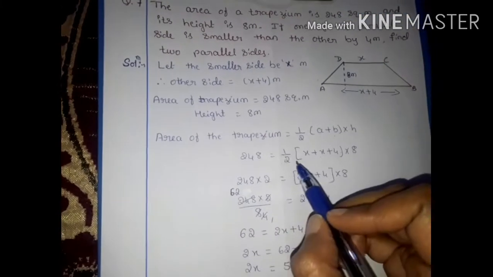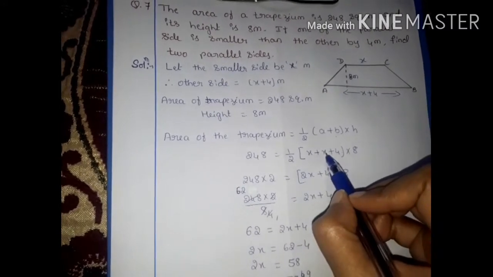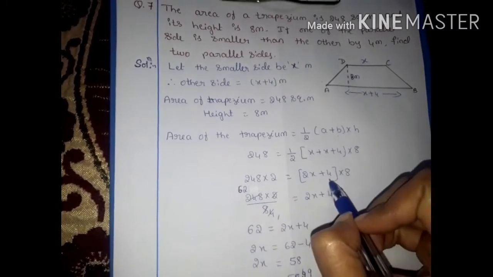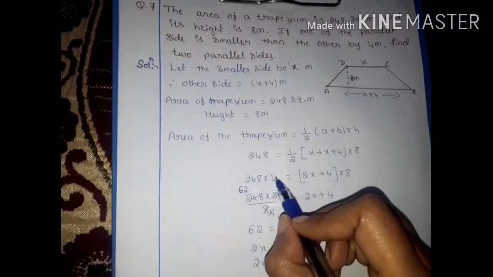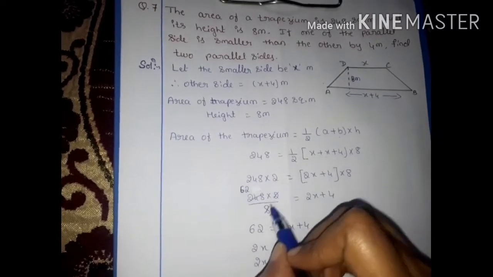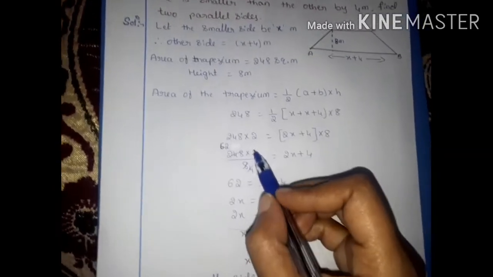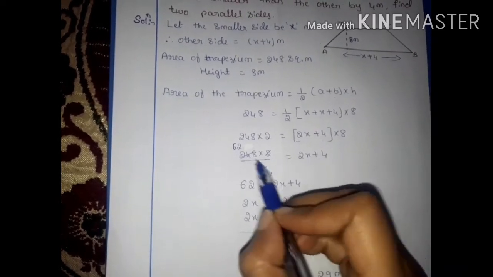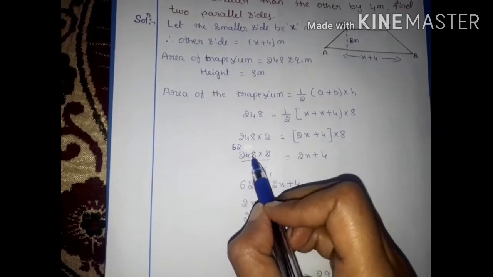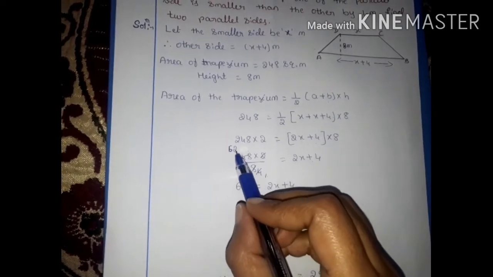Remaining steps calculation we have to do. Take 2 to the LHS side. 248 into 2 is equal to x plus x, which is 2x plus 4, write as it is, into 8 also keep as it is. In the next step, take this 8 to the LHS side, it is going to divide: 248 into 2 divided by 8 is equal to 2x plus 4, write as it is. 2 ones are 2, 4 twos are 8, again 4 ones are 4, 6 fours are 24, remaining is 8, 4 twos are 8. Here what is remaining? 62. 62 is equal to 2x plus 4.